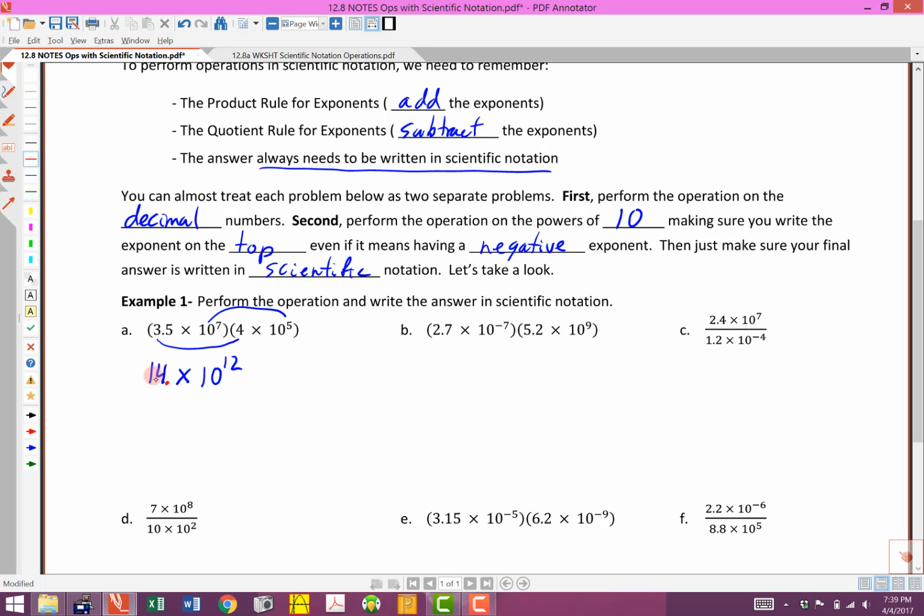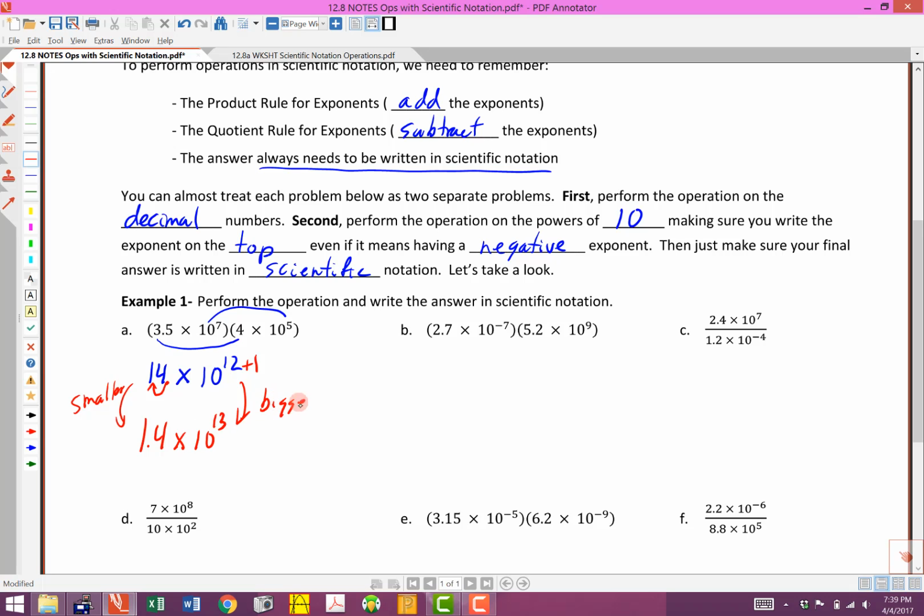We're going to take this number 14, and right now it has two non-zero digits in front of the decimal. So we're going to move it over one place. We're going to write the final answer as 1.4, and then think of it this way. We made the 14 into a 1.4, so we made this smaller. So what we need to do to compensate for that is make this one bigger by one. So we're going to add 1 to that exponent. So this is going to be times 10 to the 13.